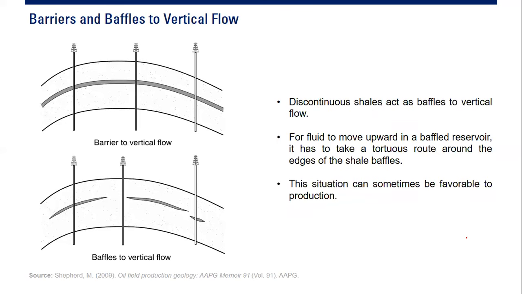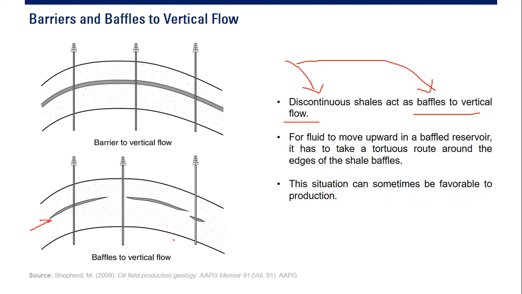Okay. Discontinuous shells act as baffles to vertical flow. We already know that. Okay. Discontinuous shells act as baffles to vertical flow. Discontinuous means baffle. For fluid to move upward in a baffled reservoir like this, it has to take a tortuous route around the edges of the shale baffles. This situation can sometimes be favorable to production.